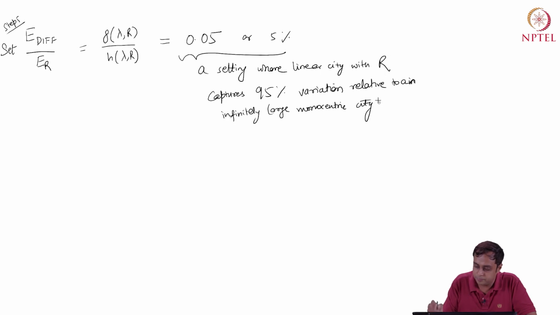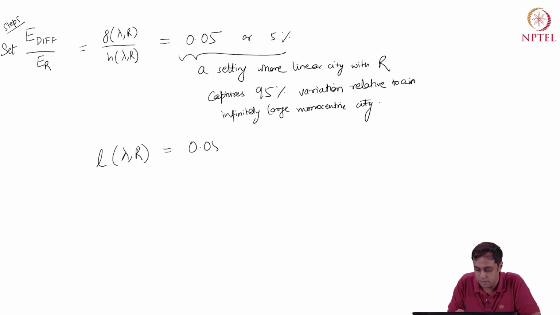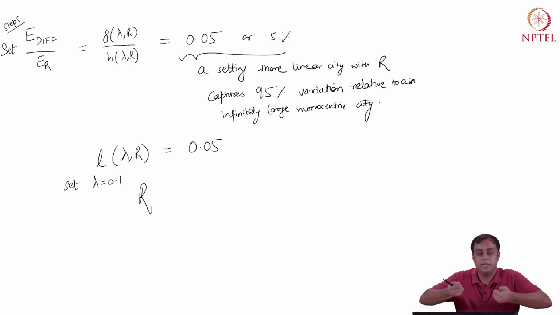city. Okay, so what can I do going forward? I have basically a function of lambda and R, and I'm setting it to be 0.05. What I can really do is set lambda. Let me set lambda equals 0.1. And then I can take an inverse of this function and I can figure out the value of R, which is the radius. I can back out the radius of a city.